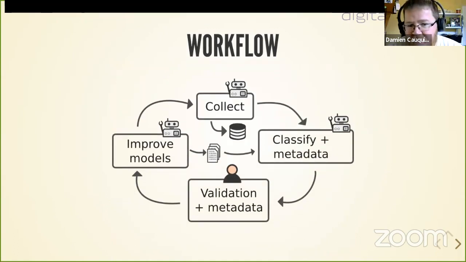So here's the workflow of my system. First I collect data. I transform this data into something compatible with machine learning. I have an unsupervised classifier that will split this data into groups of similar items and automatically add metadata. And then I, human, validate all this information, and I can add some metadata as well. And with all this information, we can improve the models for each category and improve the classifier as well. And we do it again with the newly collected data.